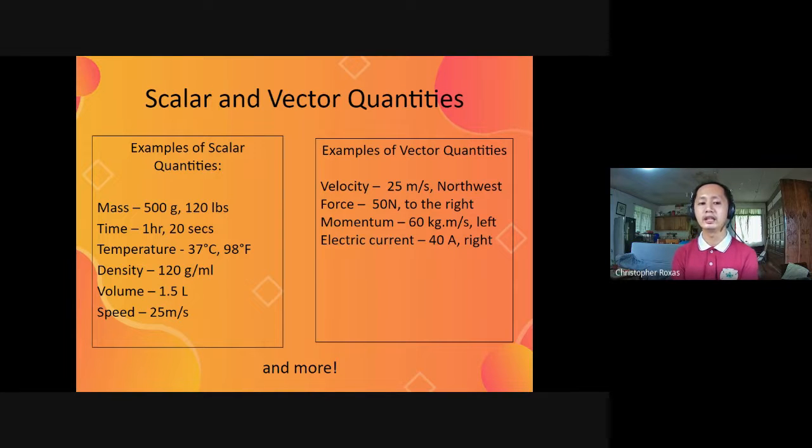So for example, velocity, you have 25 meter per second northwest. Force, 50 newton to the right. Momentum, 60 kilogram meter per second to the left. Electric current, 40 amperes to the right. So they always have a direction. And actually, there are more examples. And we will encounter these two kinds of quantities, scalar and vector, as we study our course in physics. So I hope the difference between scalar and vector quantities is now clear to you.